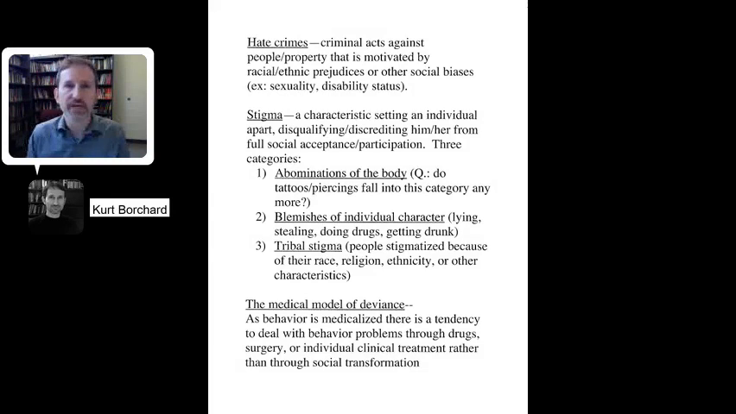Which leads to the notion of hate crime and what counts as a hate crime. Here's the definition again, which I repeated in a previous slide. But can you think of a reason why a criminal act that's against people who are, for example, in a minority status, maybe gay or disabled, might carry what's called an added penalty versus just a normal crime?